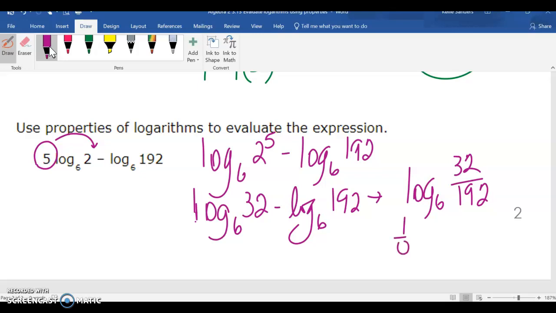1/6. What in the Sam Hill did I just do? Log base 6 of 1 over 6. So this is saying 6 to the what will give me 1 over 6. It goes from a whole number to a fraction, so the exponent needs to be negative, but the 6's stay the same, so our answer is going to be negative 1.